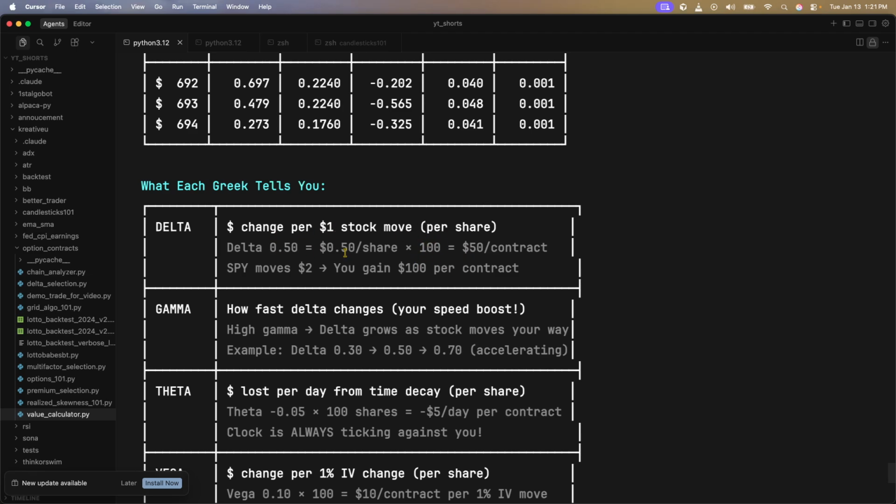So for every $1 movement, we're making $50 a contract. So if SPY moves $2, we gain $100, right? Because for every $1 movement, we're up 50. So SPY moves 2, I'm up 100. Does that make sense? Delta also tells you the probability of profit, right?